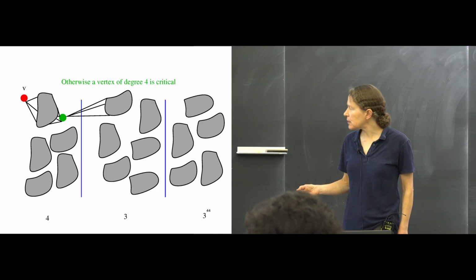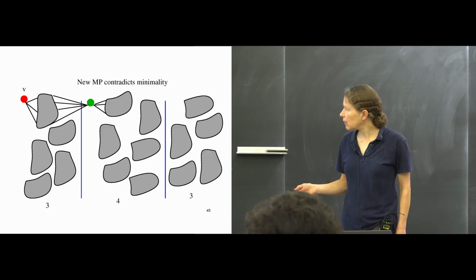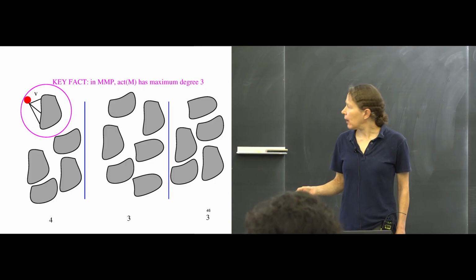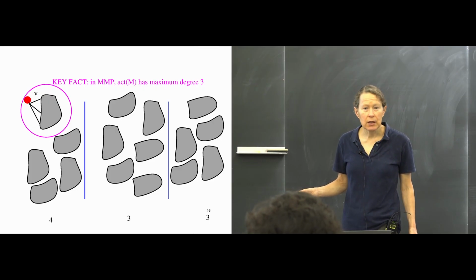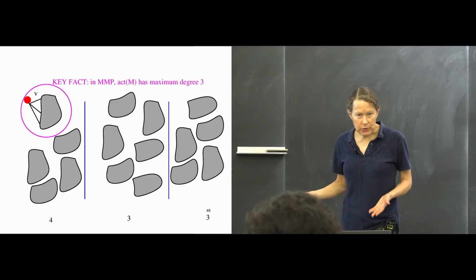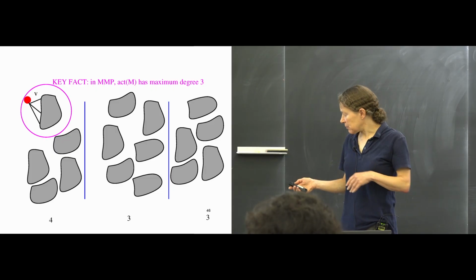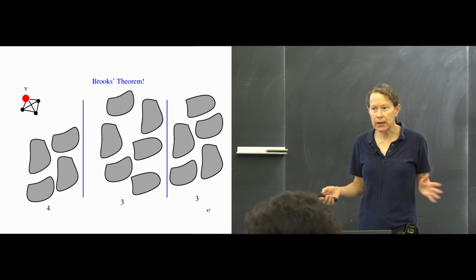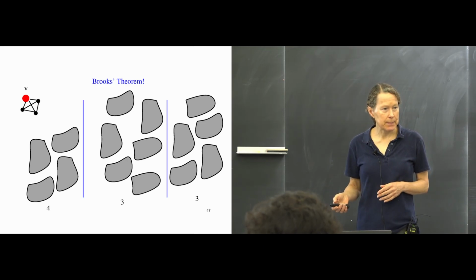So this tells us that the active component has maximum degree 3. But wait, this component is the only component that has chromatic number 4. Its maximum degree is 3. So by Brooks' theorem, it's not an arbitrary, mysterious blob like that. It's a K4. So now we suddenly know what this component looks like.